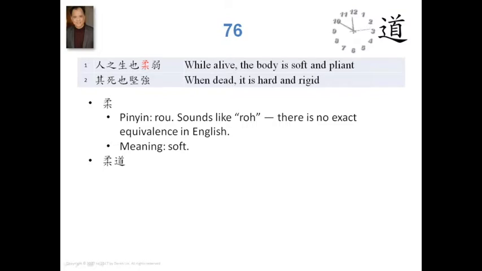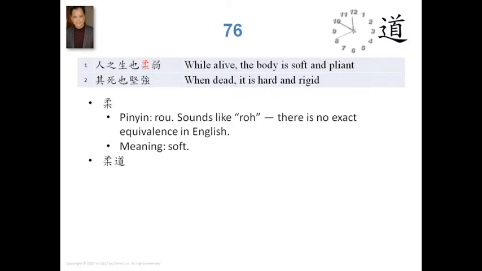So a possible way to answer the question is to say, well, you've got soft, you've got the way. So this is the soft way, right? And that would not be the correct answer. Or you might say, well, let's flip it around. Instead of the soft way, how about the way of the soft? That would also not be the correct answer.